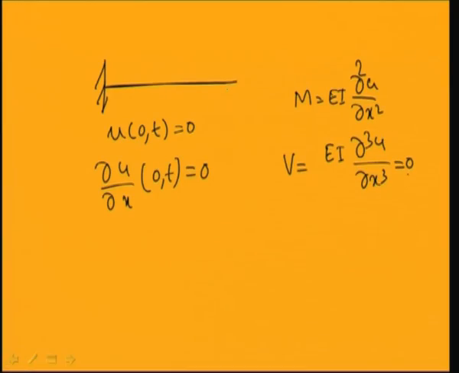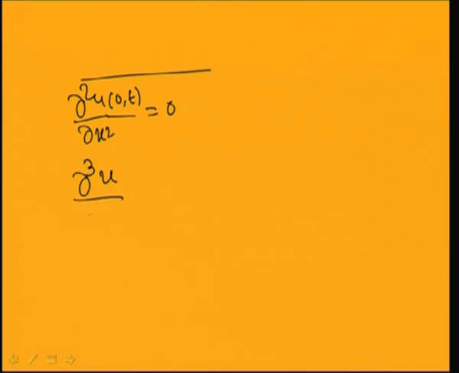Similarly, in case of a free beam, already I told you this free beam can be used as the model of a spacecraft or aeroplane flying in the sky. At that time there are no support conditions, so it can be considered as a free beam. In case of a free beam, as we have already seen at the free end of a cantilever beam, the bending moment and shear force are 0.